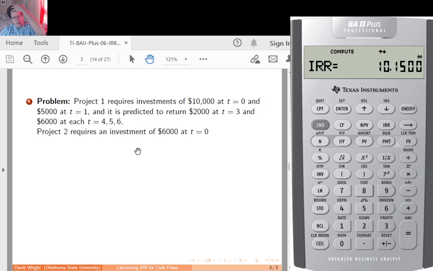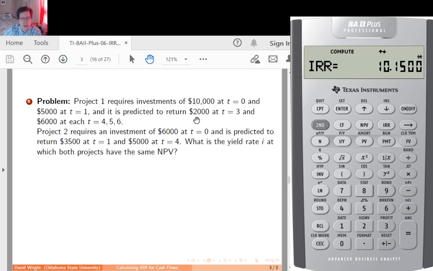And project 2 requires an investment of $6,000 at t equals 0. And this time we're going to say the return is $3,500 at t equals 1 and $5,000 at t equals 4. So that's a specified time at which the $5,000 is paid. And now the problem is, what is the yield rate, I, at which both projects have the same net present value? So that's the idea: what interest rate are those projects worth the same in terms of present value?